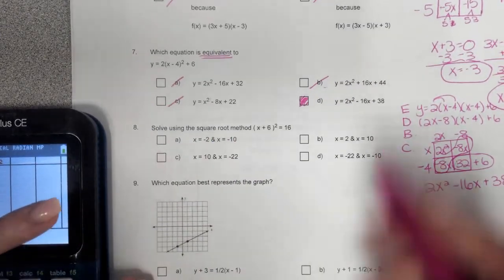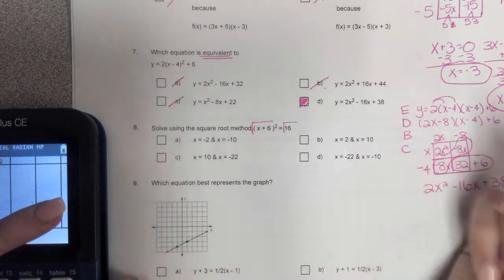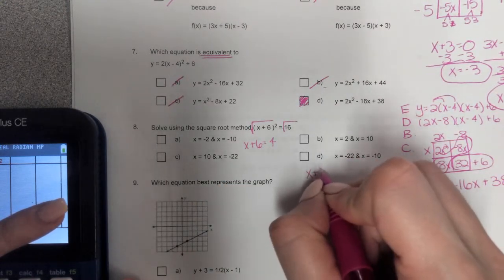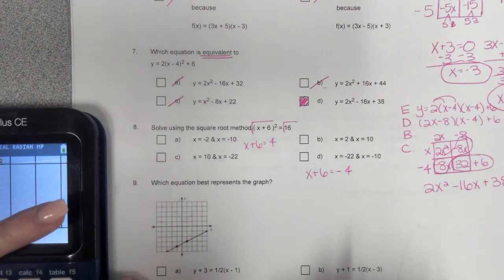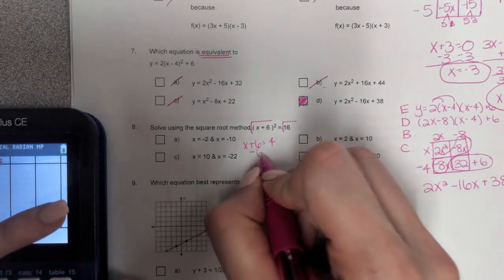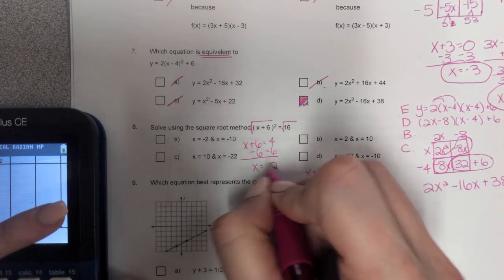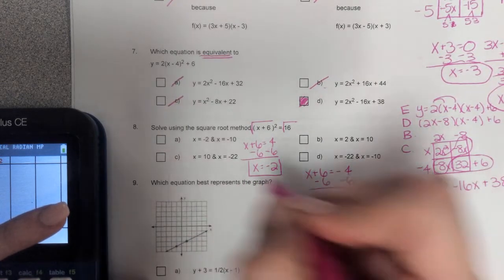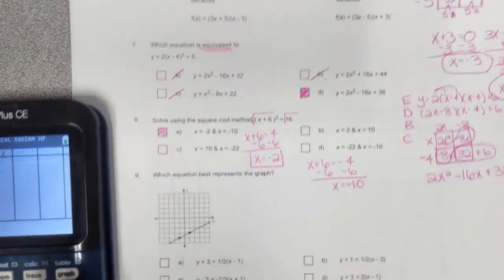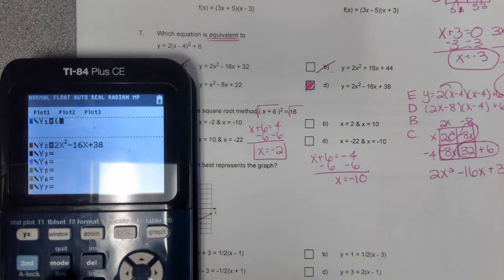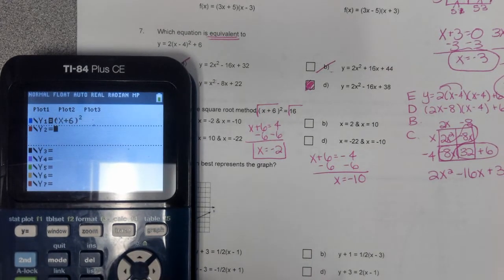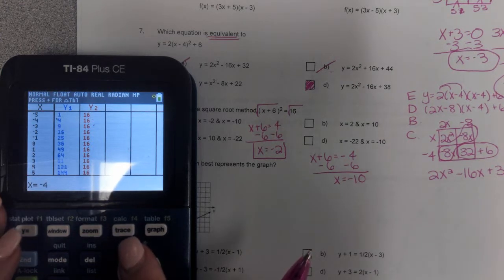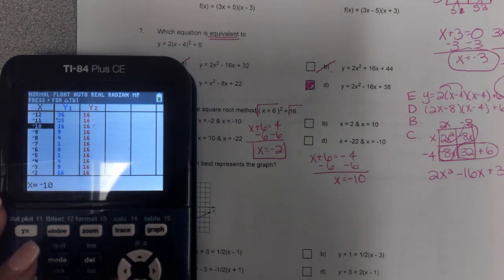Solve using the square root method. So use square root. So x plus 6 equals 4. X plus 6 equals negative 4. To get rid of the plus 6, you minus 6, minus 6. So x equals negative 2. Minus 6, minus 6, x equals negative 10. Now, you could also do this in your calculator. In y1, I'm going to put x plus 6 squared. In y2, I'm going to put 16. And they are the same at negative 2 and at negative 10.